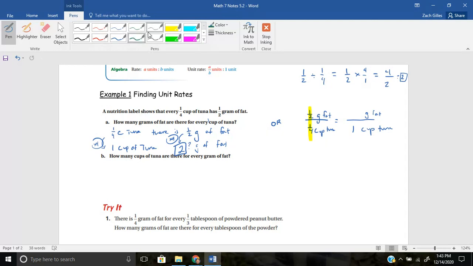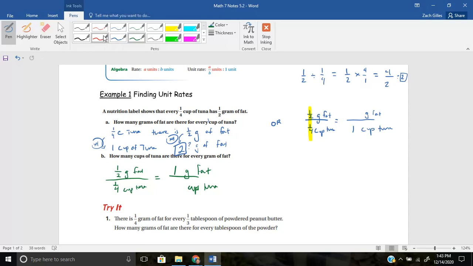Letter B is a little bit different because now it says how many cups of tuna are there for every gram of fat. Okay, so I know that a half gram of fat, there's a quarter cup of tuna. And it says how many cups of tuna. So I'm looking for how many cups of tuna there are for every 1 gram of fat.